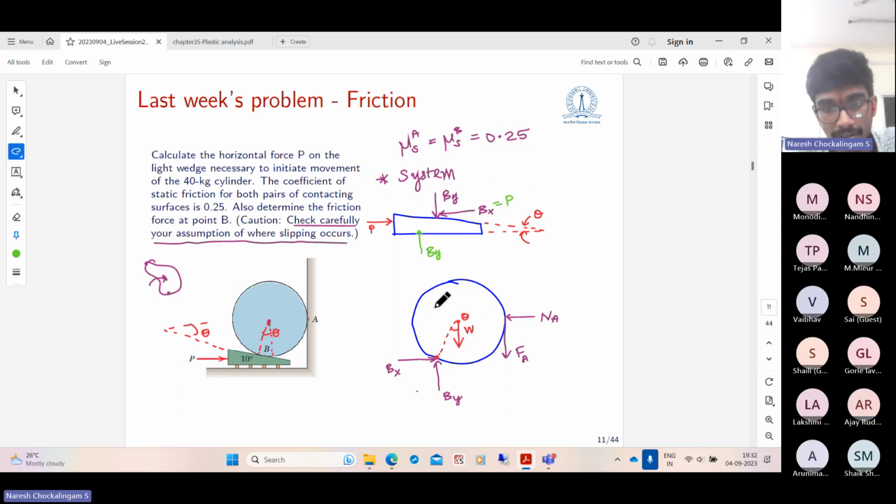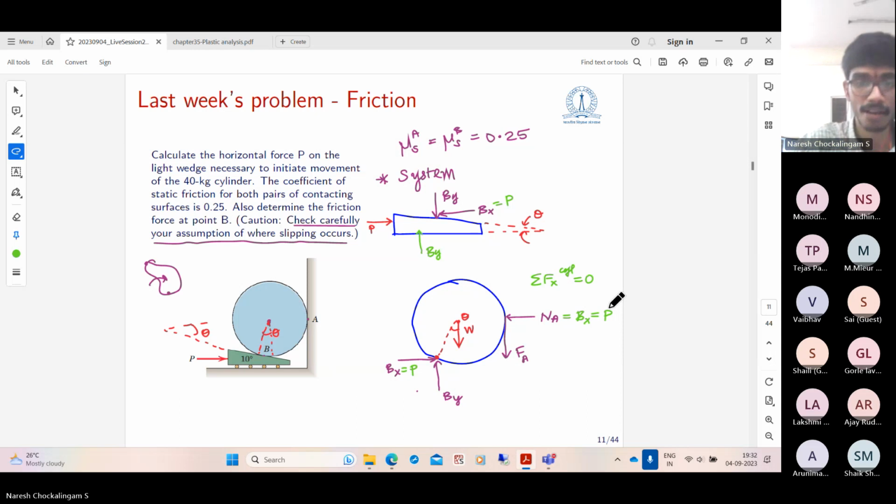Now coming to the cylinder, what is Bx equal to? We already determined it is equal to P. Now set sigma Fx for the cylinder equal to 0. What are the only horizontal forces on the cylinder? One is Bx, the other is Na. So what is Na equal to? It should be equal to Bx. But what is Bx already equal to? It is equal to P. So that's it. We have solved for all the horizontal forces in the problem. What is left is the vertical forces. Now let us get to the vertical forces.